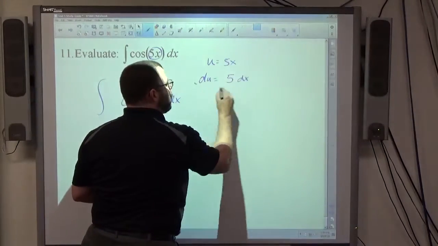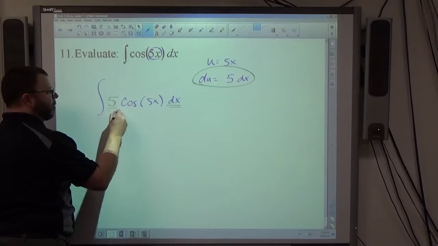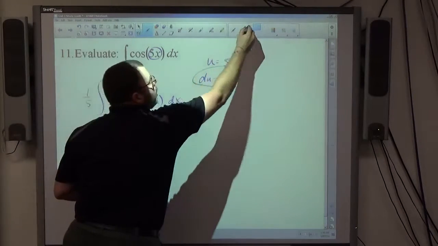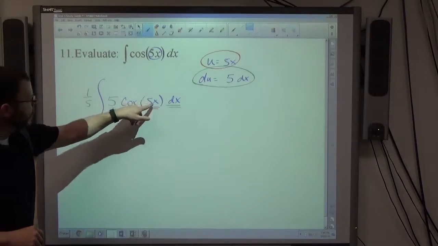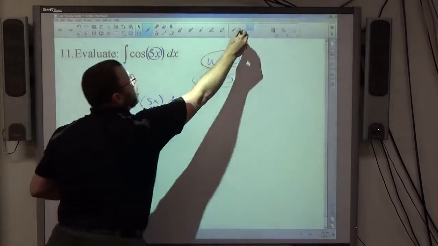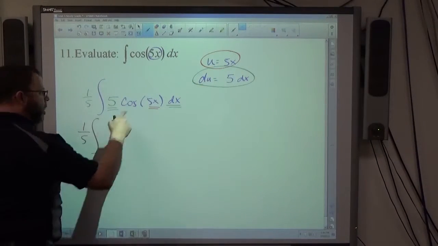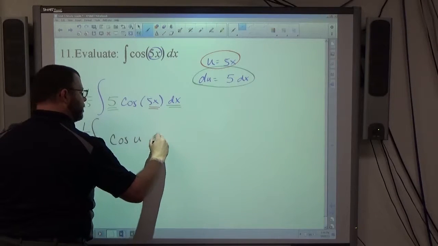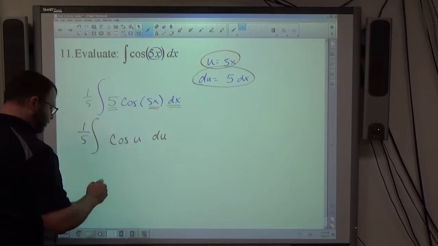The du is 5 dx. dx is there, but 5 isn't. So I'm going to put a 5 in. Put a 5 in, I got to put a 1/5 out. U is equal to 5x. U is right there. So this is cosine of u. This is du. So I've got my new integral. So 1/5 integral symbol. This is cosine of u. And 5 dx is du. So just again, I've substituted. I've made it into a simpler antiderivative. This is very simple to do.